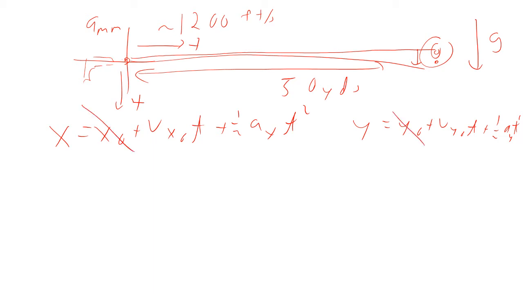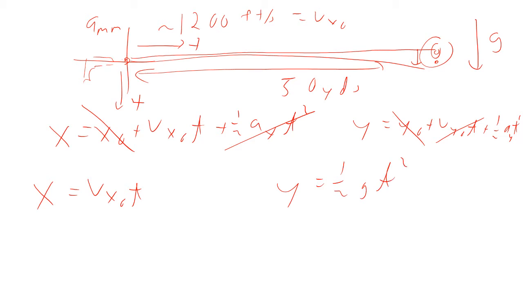x naught, y naught is 0. There's no x acceleration. There's no initial y velocity. So x is just going to be v x naught t. That's my v x naught right up here. Okay, and y equals 1/2 g t squared.